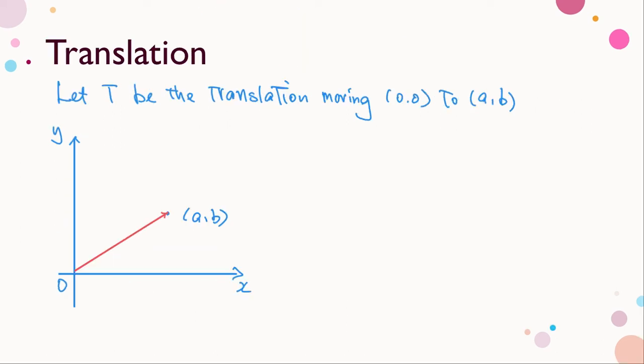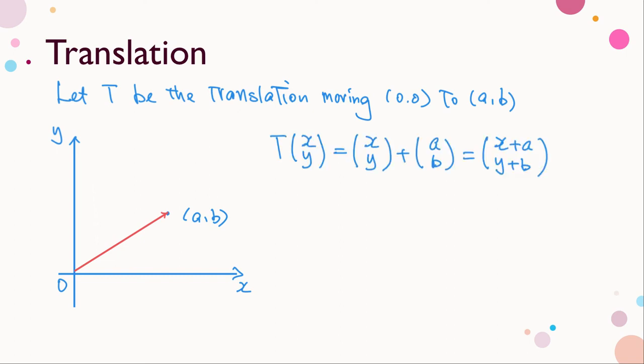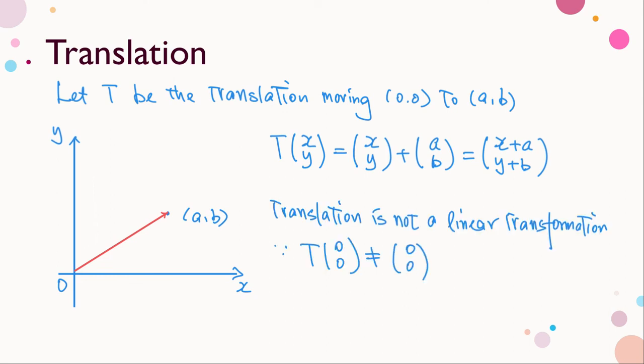Let T be the translation moving the origin to (a, b). For a general point (x, y) on the plane, (x, y) is mapped to (x + a, y + b) under the translation. That is, unlike the previous transformations which are represented by a square matrix and thus a linear transformation, translation is not linear, as T(0) is not 0.